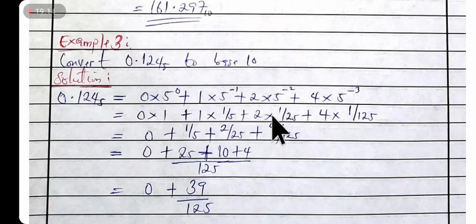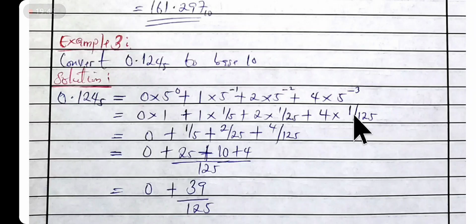Plus this 2 down times 5 raised to power minus 2. You discover that this minus means 1 all over. Then 5 raised to power 2 is 25. That is 5 times 5. Then plus 4 down times 5 raised to power minus 3. Minus means 1 all over. So 5 raised to power 3 is 125.